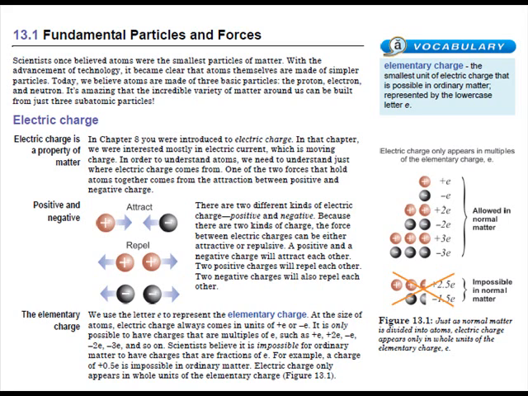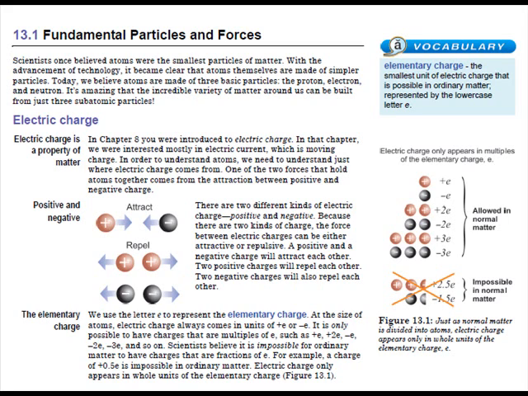In Chapter 8, you were introduced to electric charge. In that chapter, we were interested mostly in electric current, which is moving charge. In order to understand atoms, we need to understand just where electric charge comes from. One of the two forces that hold atoms together comes from the attraction between the positive and negative charge. There are two different kinds of electric charge, positive and negative. Because there are two kinds of charge, the force between electric charges can be either attractive or repulsive.